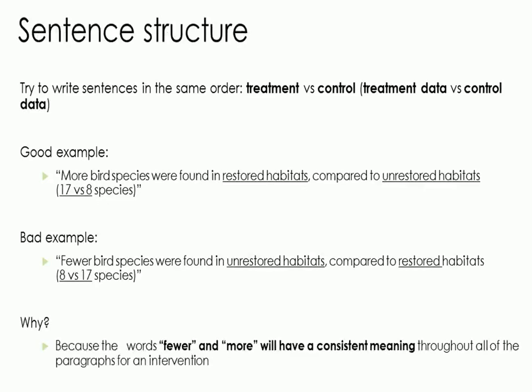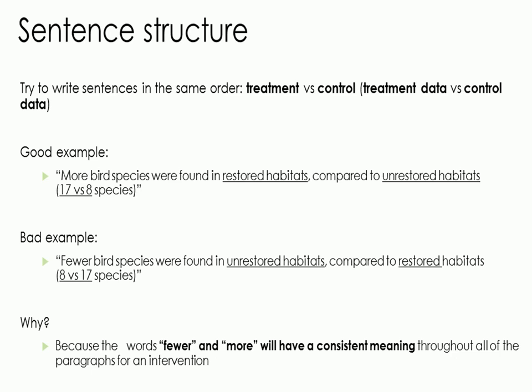All right, so sentence structure. I mentioned this a little bit before, but I think this is really important. When you're writing a sentence, I think it's always important to mention the treatment first and the control second, and then present the treatment data and then the control data. That's up here. And the reason this is important is because if you do it this way, then your words mean the same thing throughout all of the paragraphs you're writing. So when you go to look at all of these paragraphs that are on the same thing, and you see the word fewer, you always know it's going to be fewer in the treatment, not fewer in the control.